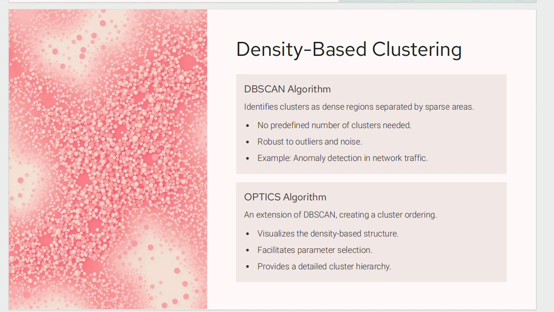Example, anomaly detection in network traffic. Second one is the OPTICS algorithm, an extension of DBSCAN, creating a cluster ordering. Visualization of the density-based structure facilitates parameter selection and provides a detailed cluster hierarchy.